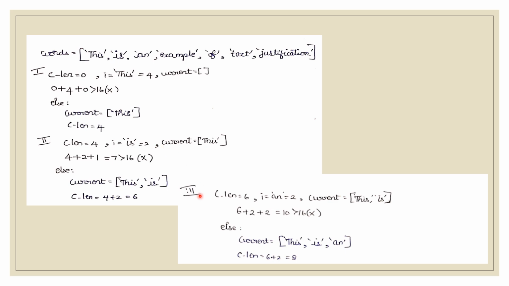During the third iteration, we will encounter i equal to an, whose length is equal to 2, and the current list is updated as this, is. This also does not satisfy the condition, so again we are going to append an to the current list.